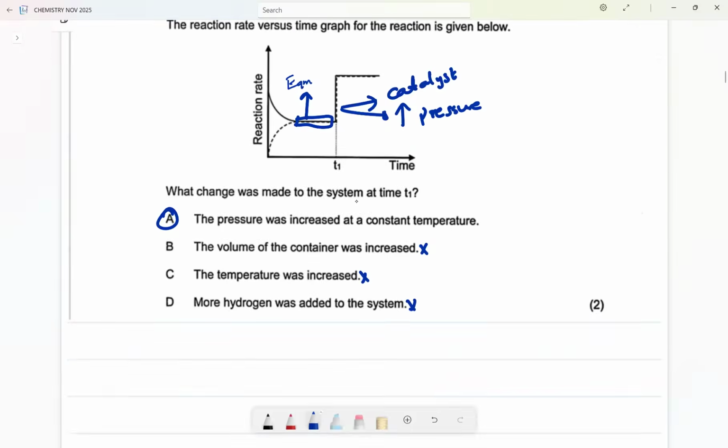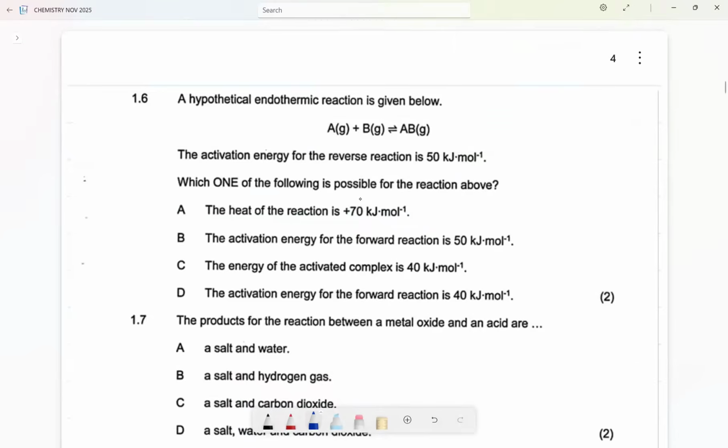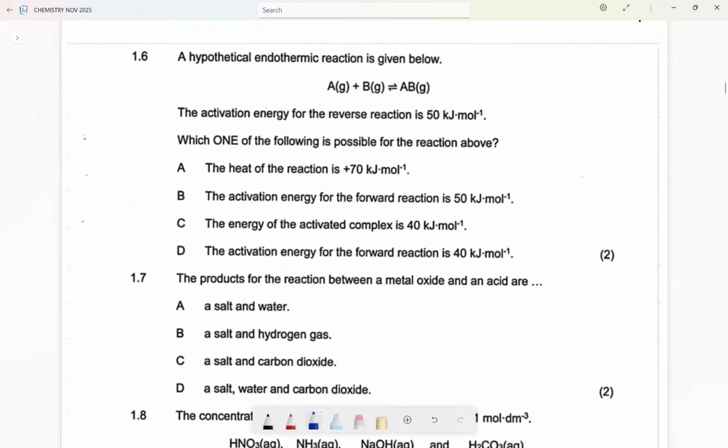Okay, this is also a matter of knowing how to interpret your graph, knowing your graphs. A hypothetical endothermic reaction, you are told that it is an endothermic reaction. It is given below. So an endothermic reaction looks like this. Okay, and then we are told that the activation energy for the reverse reaction is 50.